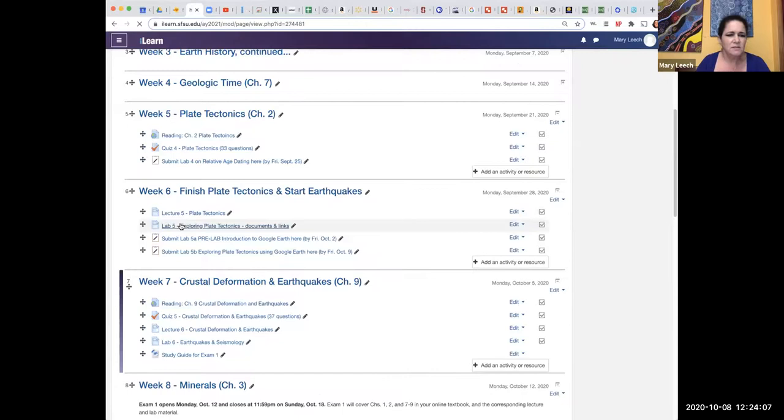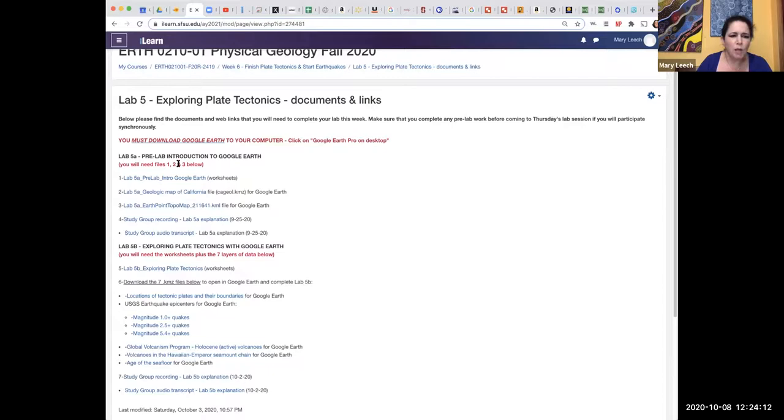It says that you need numbers 1, 2, and 3 below. So you should have downloaded the worksheets, this geologic map of California. It's a KMZ file that you open in Google Earth. And then you also download this topo map data that's also open in Google Earth. So you download a KMZ and a KML file. You're going to go into Google Earth to the file menu and open those files from there.